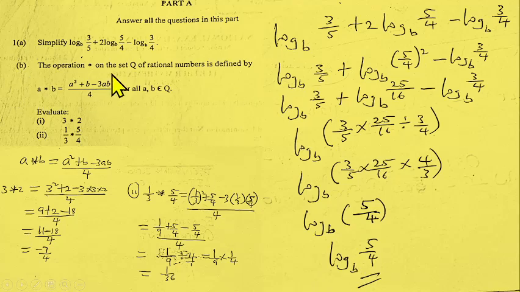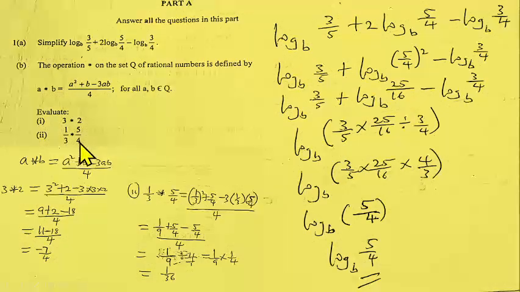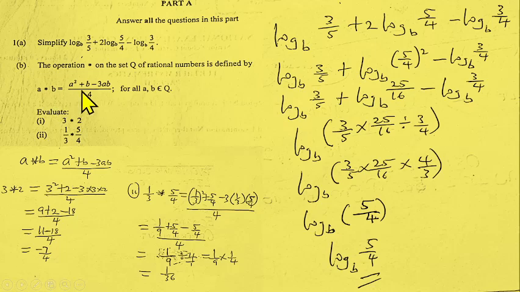Question number 1b is on the binary operation. We are given that the operation asterisk on the set Q of rational numbers is defined by A asterisk B equals A squared plus B minus 3AB over 4 for all A, B belonging to the rational numbers. You have to evaluate 3 asterisk 2, then 3 asterisk 5 over 4. You have been given the rule to use, A asterisk B equals this.